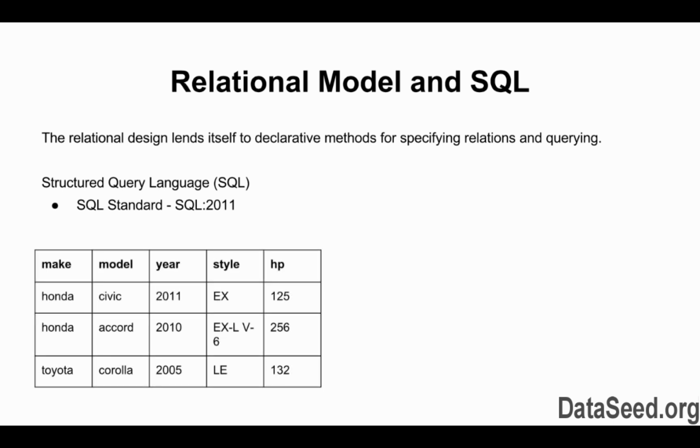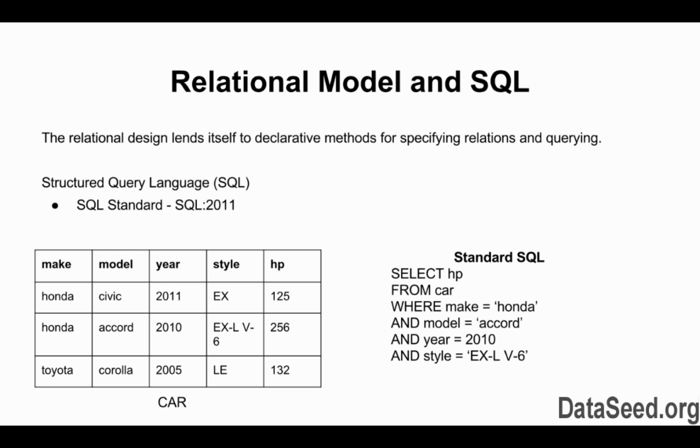So let's look at the following table or relation. We'll call it the car table. It has the following attributes or columns: make, model, year, style, and horsepower, or HP for short. Now, let's say we want to ask how much horsepower or HP does the Honda 2010 Accord EXL V6 have. In standard SQL, we'd write select HP from car, where make equals Honda, and model equals Accord, and year equals 2010, and style equals EXL V6.